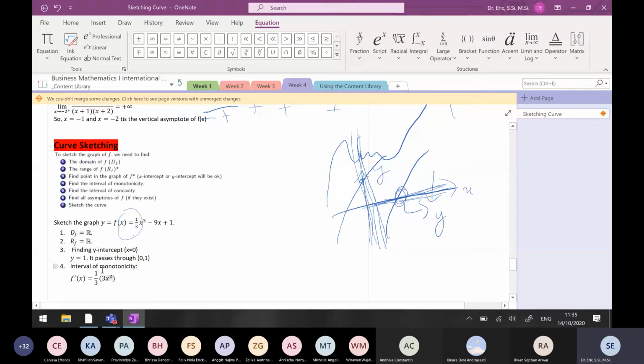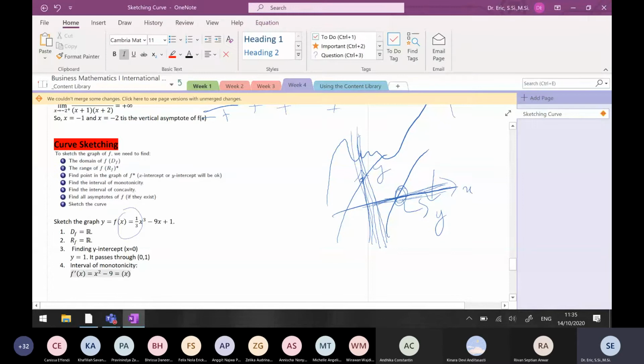But you can simplify this. 1/3 times 3 is just x squared. And the last one, the derivative of this, is minus 9. Very good. So if you have this, you can factor it into (x minus 3) and (x plus 3). This is a good one. I have minus 3 and 3.